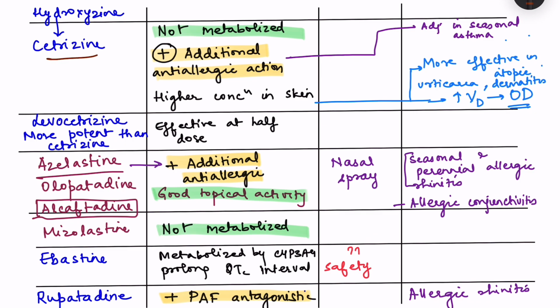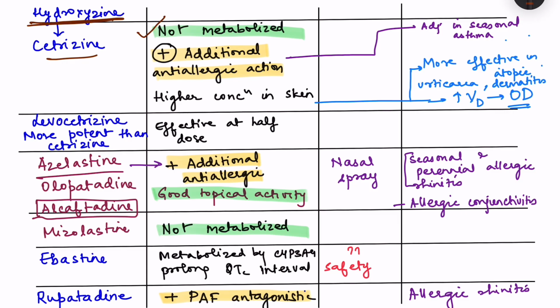Next we have cetirizine, which is a derivative of hydroxyzine. Hydroxyzine we saw in the first generation antihistaminics, the highly sedative one. So cetirizine is a derivative of hydroxyzine. Very important thing about cetirizine is it is not metabolized by CYP3A4 enzyme. In fact, it is not metabolized and it is excreted in urine.